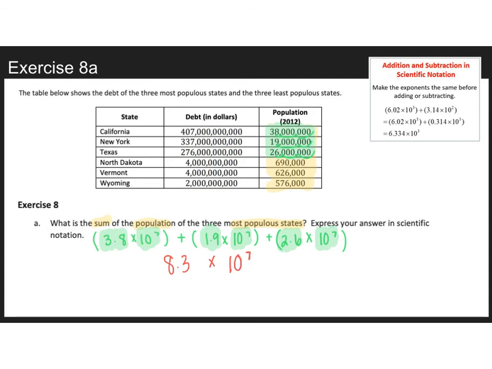Last step is to check and see, is our number written in scientific notation? I have times 10 to the 7th, and I look at my leading digit. Is it between 1 and 10? It is. So this is correctly written already. Okay. Let me know if you have any questions before we move on.